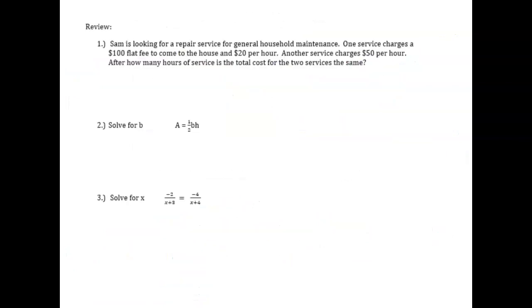Okay, so now the review section. These are 3 SOL type questions that you're going to have on your separate assessment. It's going to be worth 6 mastery points, 2 points each. Sam is looking for repair service for general household maintenance. One service charges a $100 flat fee to come to the house and $20 per hour. Another service charges $50 per hour. After how many hours of service is the total cost for the 2 services the same?